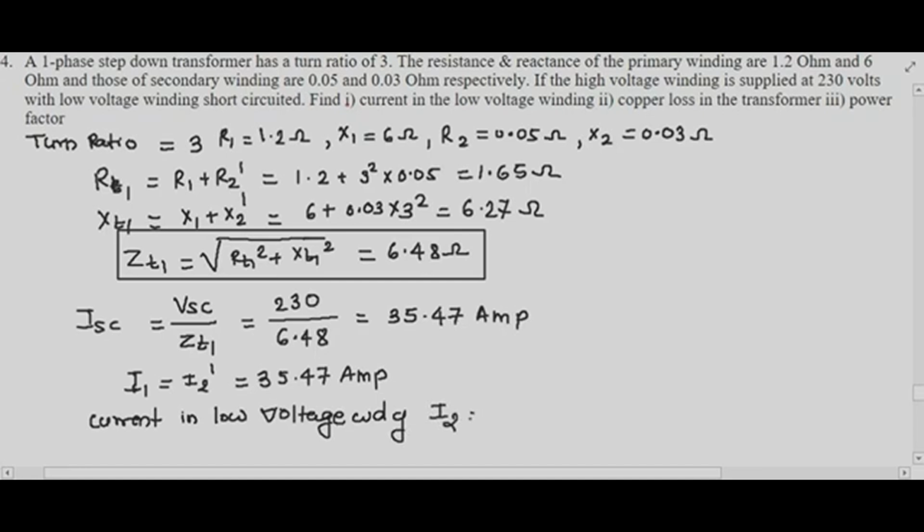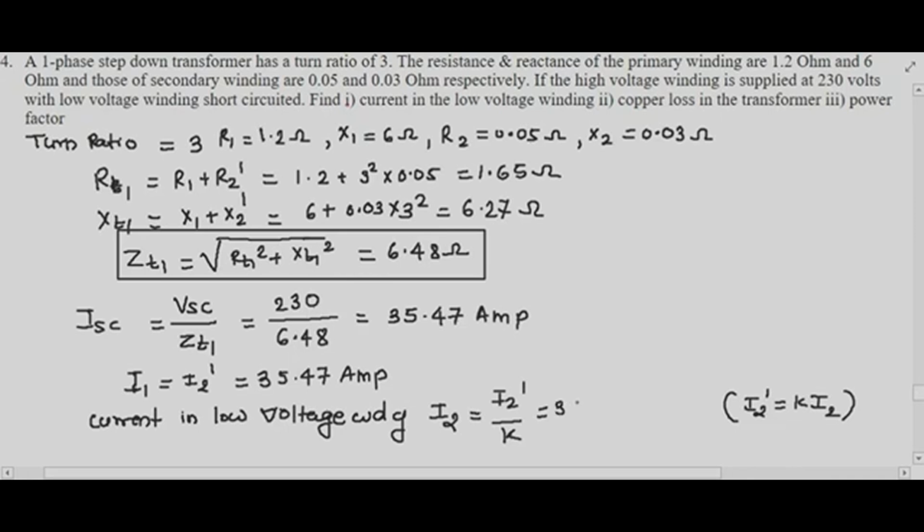I2 equals to, we know students, what is I2? I2 dash is equal to K into I2, right? K into I2. So what is I2? I2 is nothing but I2 dash by K. So what is K? K is 1 by 3, because K is nothing but reciprocal of your turns ratio. So I2 dash upon 1 by 3 means I2 dash into 3.